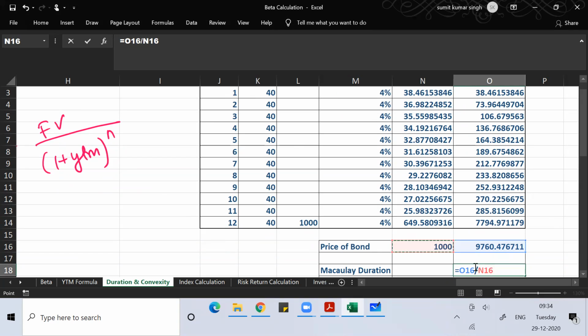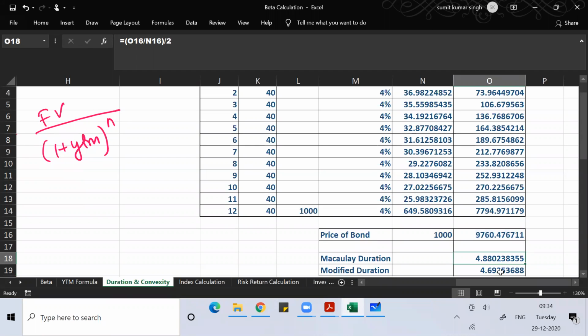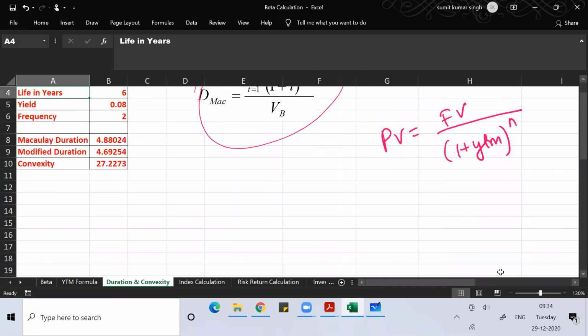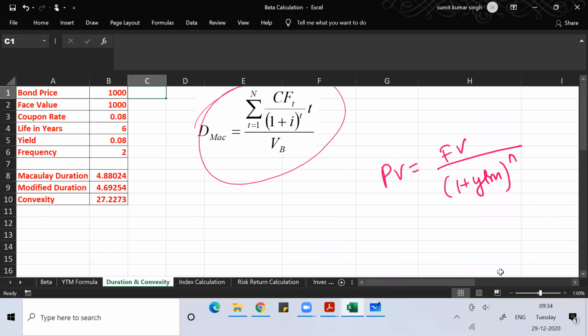When you divide this value by 1,000, because you want to determine the Macaulay duration, and because you're getting the coupon twice in a year, you divide it again by 2, and that will give you the value of Macaulay duration. So this was the formula which I told you about duration. Normally when we say duration, you have two kinds of duration: Macaulay duration and modified duration.